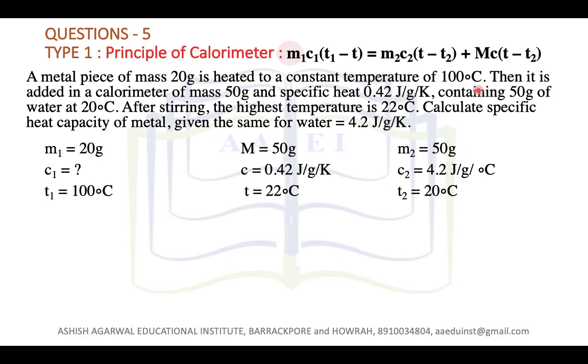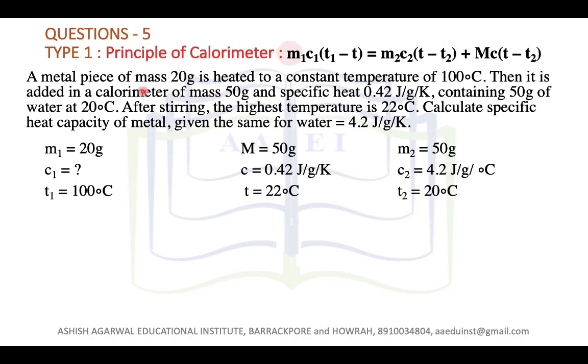M2, the liquid, was 50 gram, and the liquid used is water, so C2 is given as 4.2 joule per gram per Kelvin, or in degrees Celsius, it's all the same. The specific heat is given per gram and mass is also in gram, so we don't have to change anything. The cold water was at 20 degrees Celsius, so T2 is 20 degrees Celsius. The intermediate temperature is 22 degrees Celsius, so t is 22 degrees Celsius.